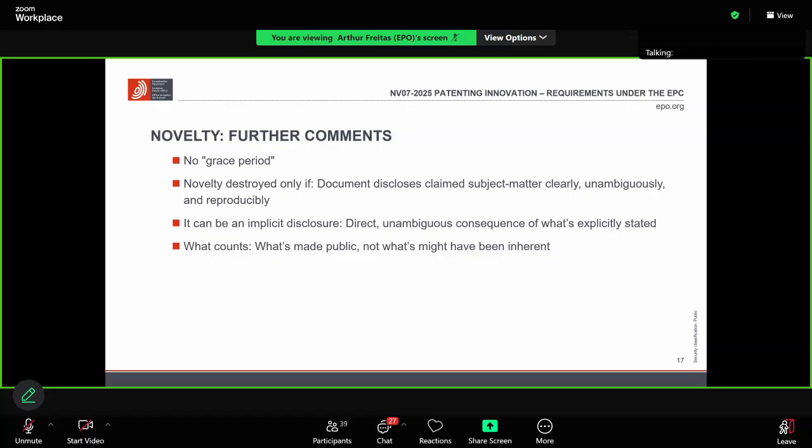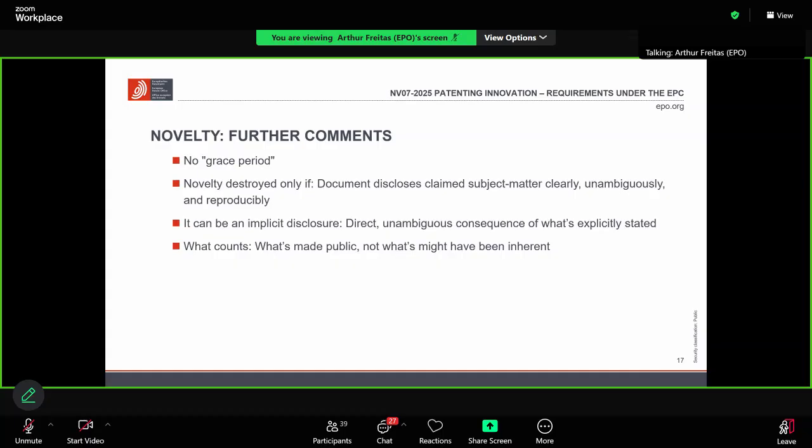And also sometimes features can be implicit in what's disclosed. Okay, they don't need to be explicit. They can be implicit, meaning that they can be directly and unambiguously derived from what was disclosed.